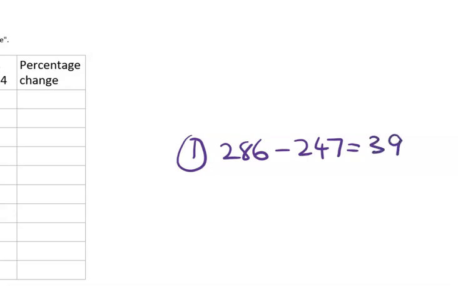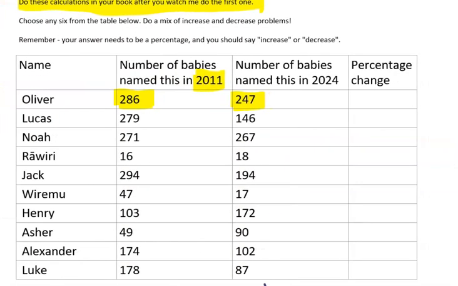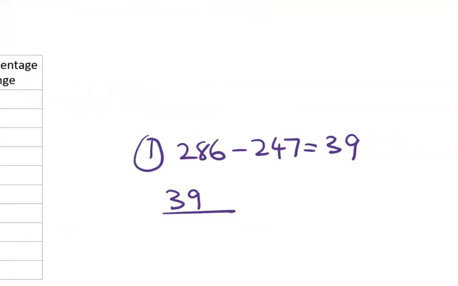So step 1 is the change. Doing it the second way that I did it, we've got a decrease here of 39. So we're taking that 39 and we're comparing it to the original number, the first number in time, which is 286. So we get 39 out of 286.